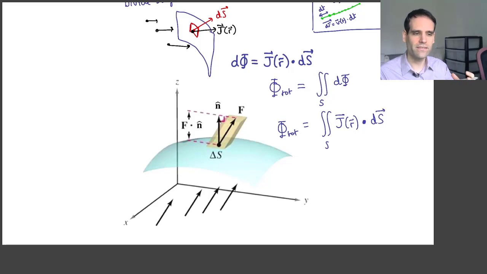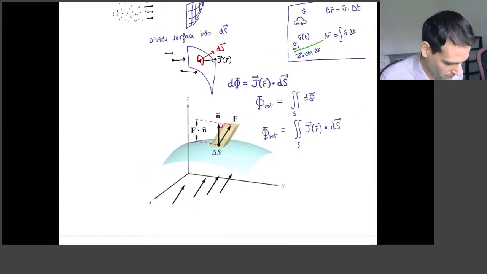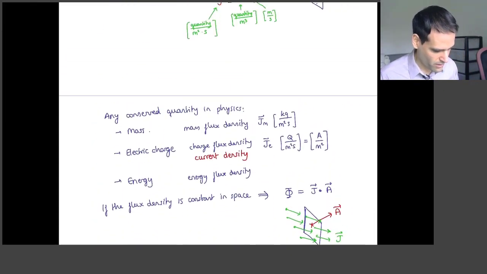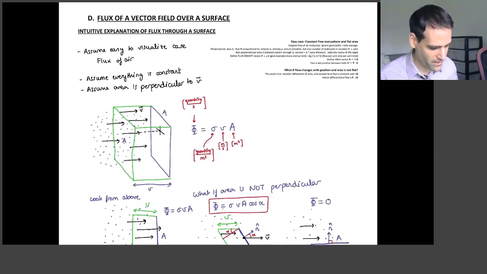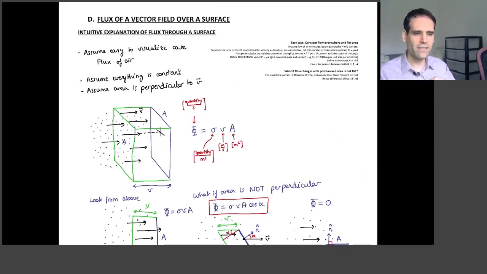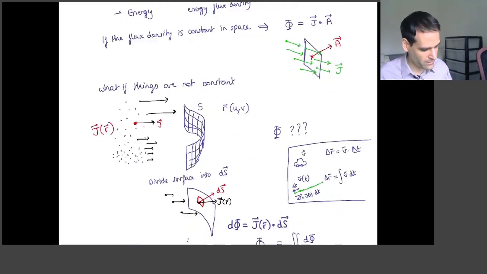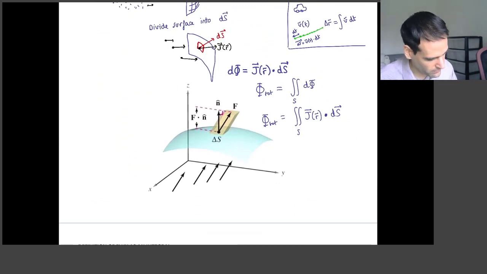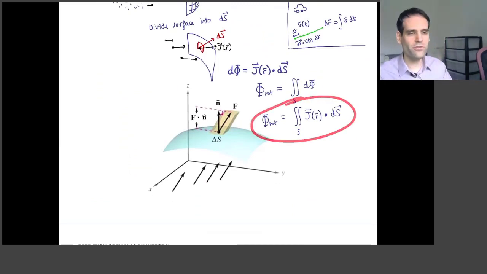Through that surface. So that was a very long video. This was your first explanation of flux, so I covered lots of concepts here. I hope this is clear, but next we are going to see how to actually define this integral and how to calculate it. So see you in the next video.